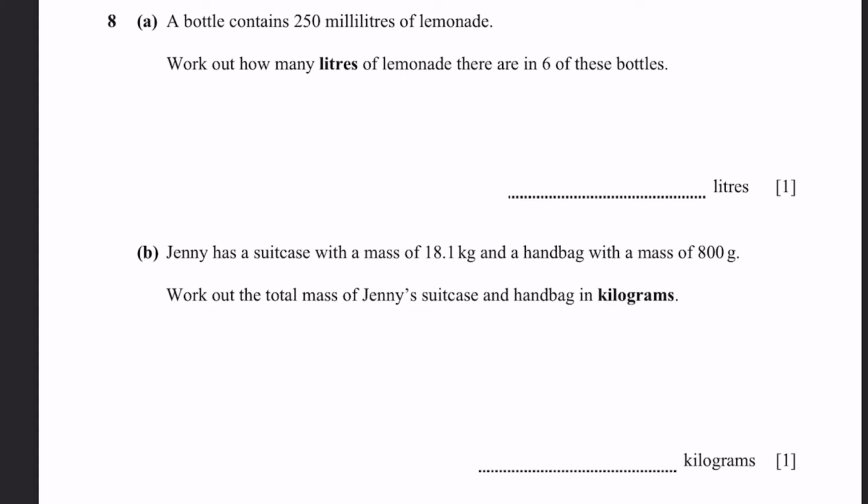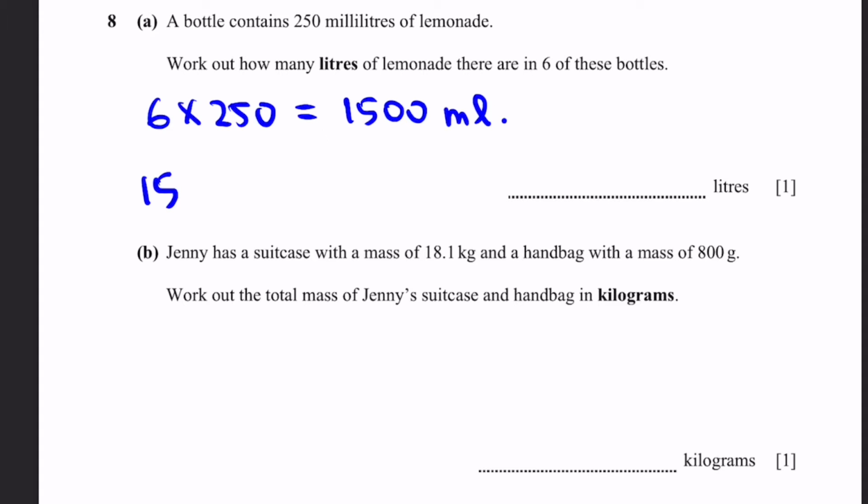8. A. A bottle contains 250 milliliters of lemonade. Work out how many liters of lemonade there are in 6 of these bottles. First, let's see how many milliliters are there in 6 of the bottles. So 6 bottles will be 6 multiplied by 250, which is equal to 1500 milliliters. Now how many liters? So 1500 milliliters, divide that by 1000, so 1.5 liters.